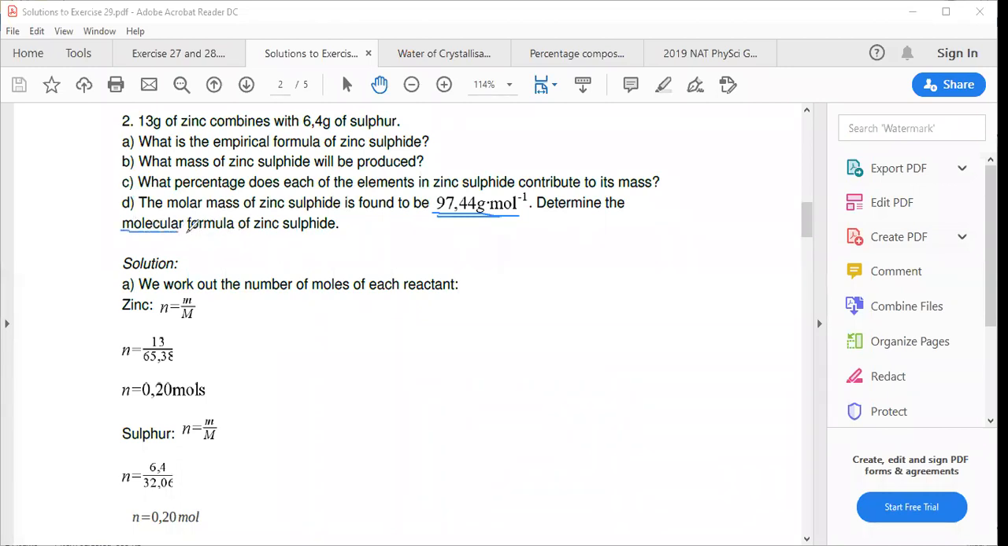So we need the molecular formula. So what are we going to say? We're going to say the ratio is equal to the molar mass, because we're given the molar mass, divided by the molar mass of the empirical formula.